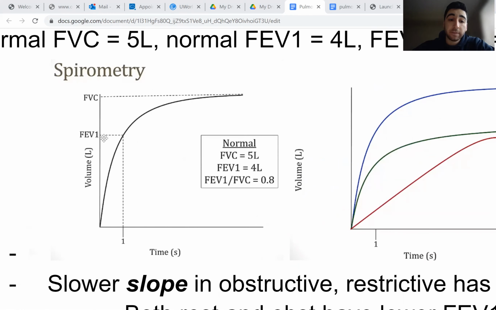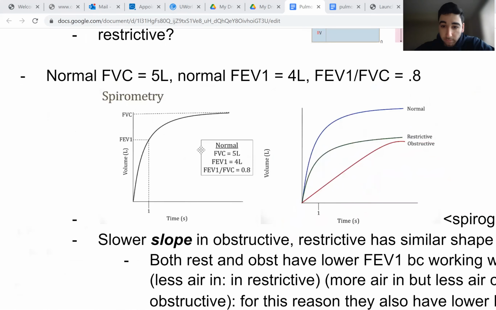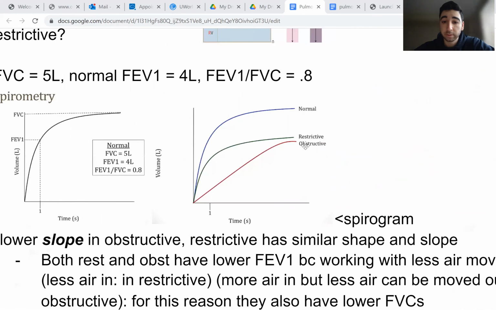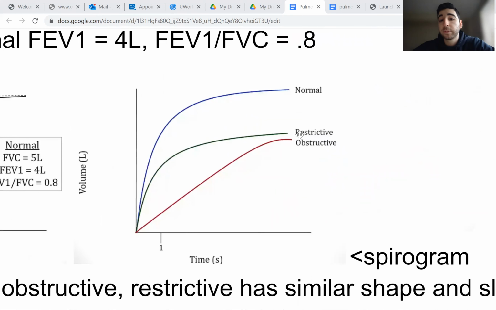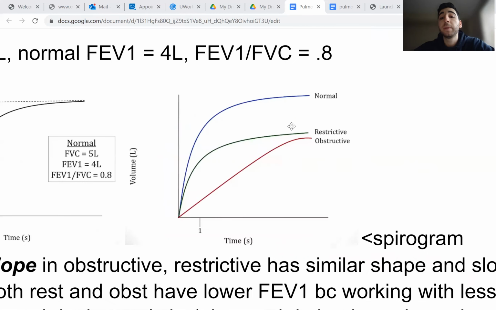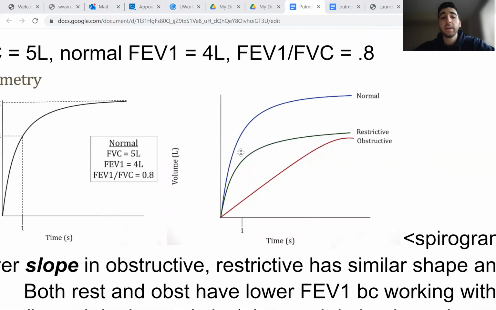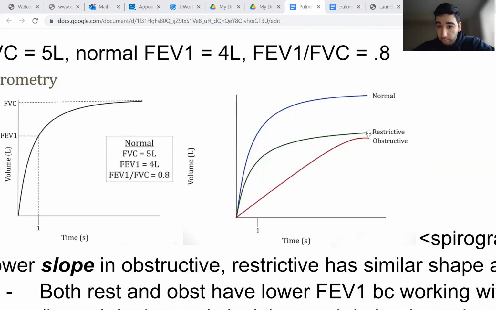And this ratio, this FEV1 to FVC ratio, helps us distinguish between obstructive and restrictive disorders. So this graph here demonstrates that really well. In obstructive and restrictive disorders, there's going to be a decrease in the total lung volume, the total amount of air the patient can breathe out in total. So that's why these lines end lower.